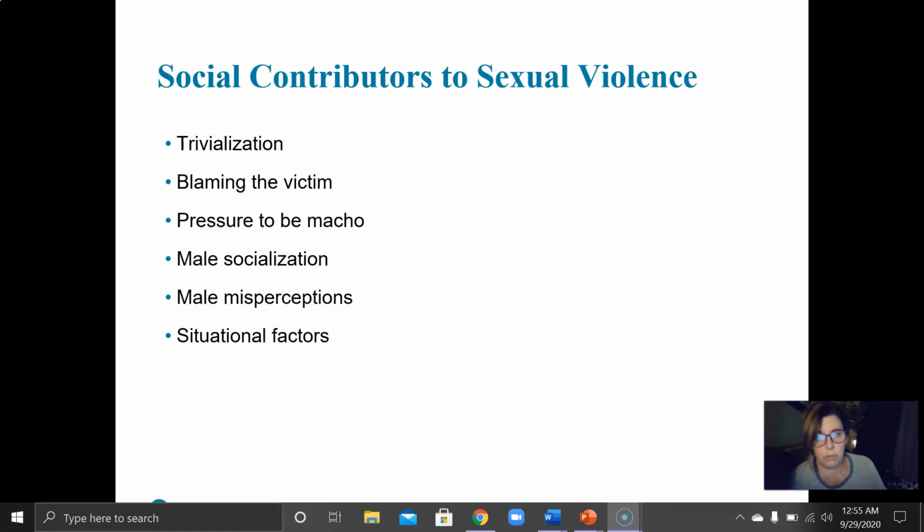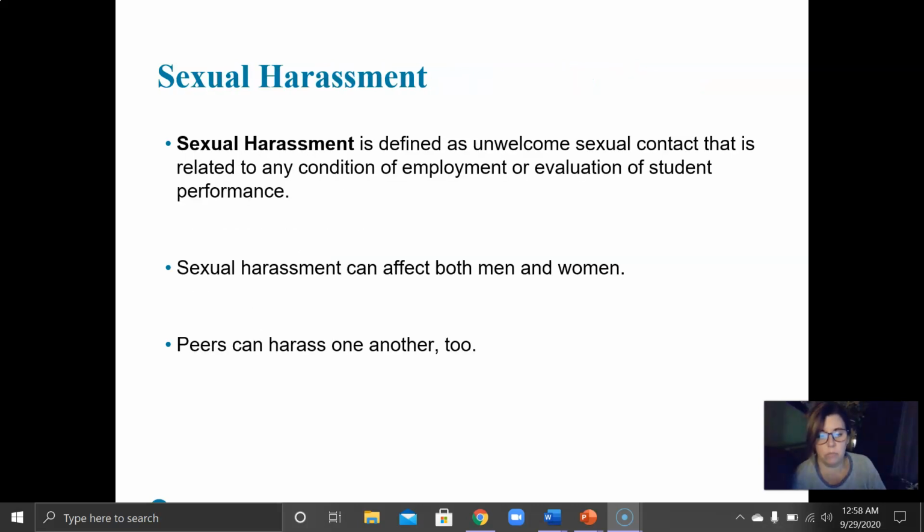There are multiple contributors to sexual violence, such as trivialization, like, is it really a crime? Blaming the victim, right? She either wore too short of a skirt, she was asking for it. On the flip side, pressure to be macho. Yeah, she wants it. Go for it. Get her. Male socialization, easy for me to say. Male misperceptions, and situational factors. So there's a multitude of social contributors to sexual violence.